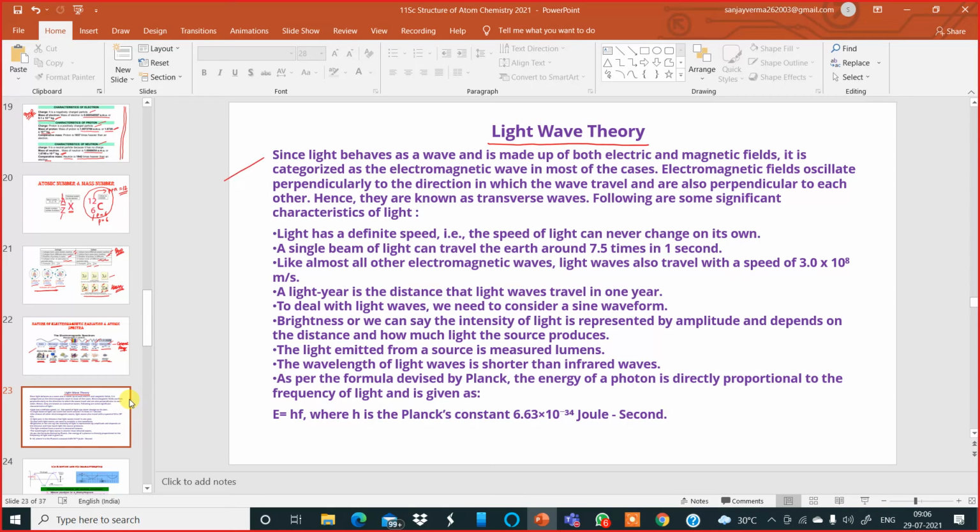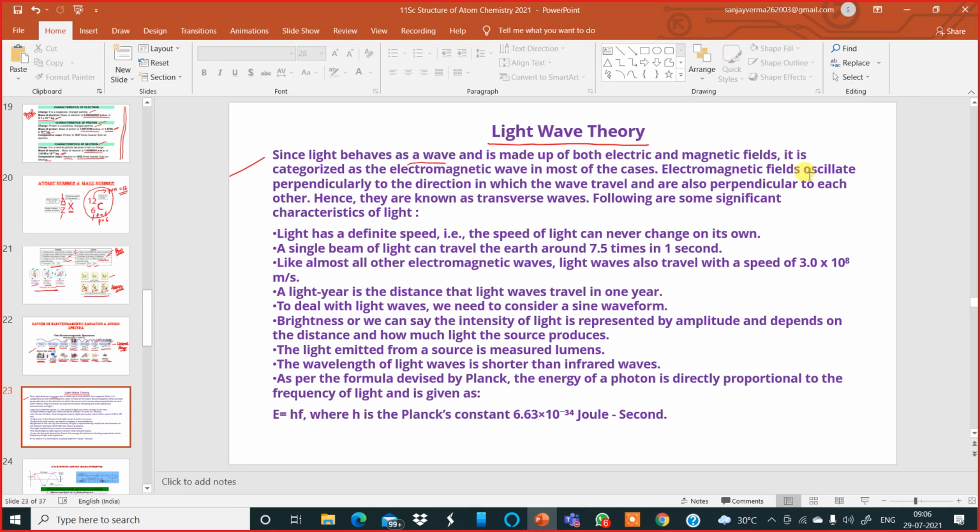Light behaves as a wave and is made of both electric and magnetic fields. Remember that it is made of both electric and magnetic fields. It is categorized as an electromagnetic wave in most cases.